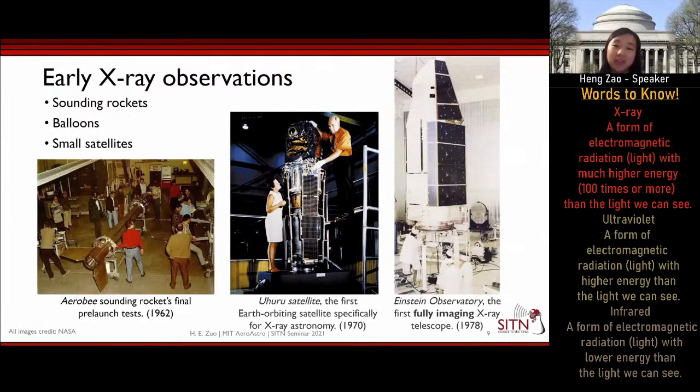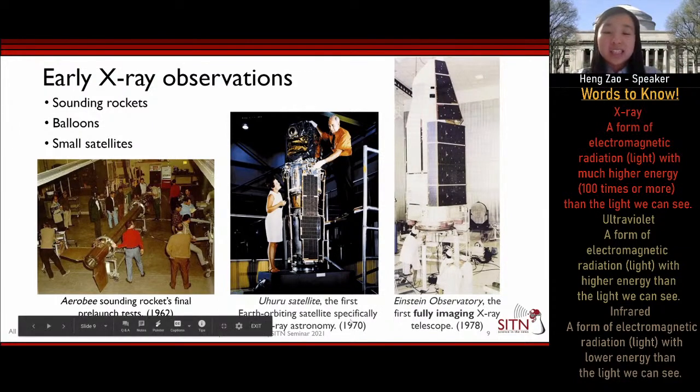So the early X-ray observations didn't start until about 60 or 70 years ago. We had to put these observatories above the Earth's atmosphere through rockets or balloons or small satellites. The picture on the left is a sounding rocket that was launched in 1962. The rocket carries some instrument. It's launched to stay on top of the atmosphere for just 5 minutes or so, where it tries to detect the X-ray from outside our Earth.